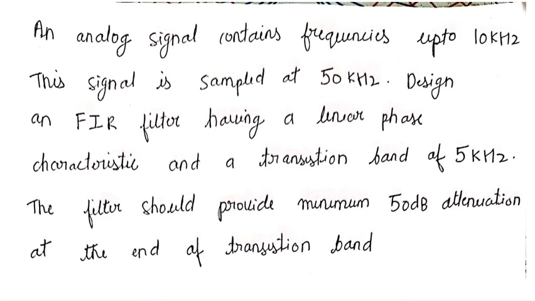The question states that an analog signal contains frequencies up to 10 kHz. This signal is sampled at 50 kHz. Design an FIR filter having linear phase characteristics and transition band of 5 kHz. The filter should provide a minimum of 50 dB attenuation at the end of transition band.